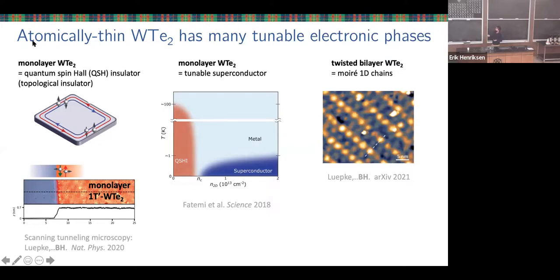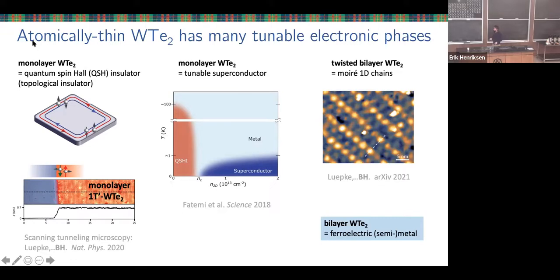Okay. So this is some other work that has been happening in my group and others, but today what I want to tell you about is bilayer WTe2. And bilayer WTe2, as far as we know, doesn't have any of these things. You just add one more layer and it becomes a very different type of material. In particular, it becomes a ferroelectric material.